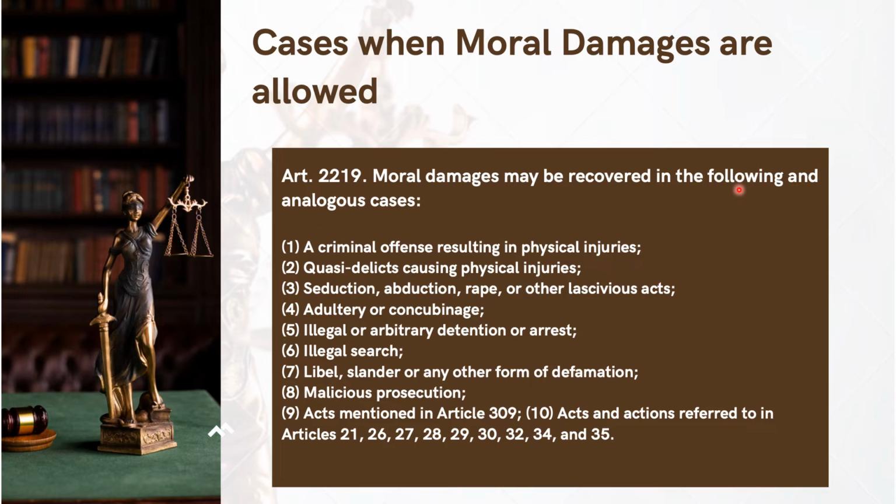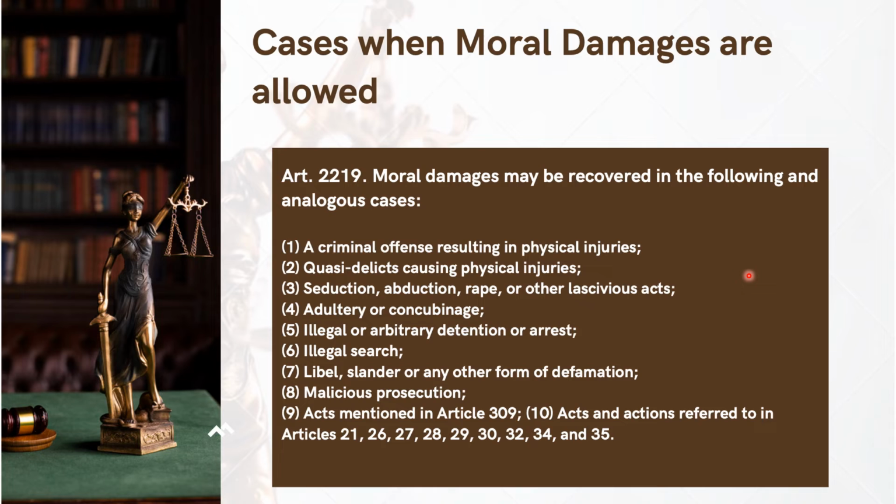exclusive. The Commission explained that if they were to make an exclusive enumeration, it would have required an examination of all the provisions of the Civil Code and the Revised Penal Code, and they simply did not have the time or inclination to do so. Meaning, the analogous cases should be left to the courts to determine. Just to further explain some of the examples here, like number 3, seduction, abduction, rape, or other lascivious acts, it could be that, for example, the parents of the female that was seduced, abducted, raped, or abused can also recover damages.